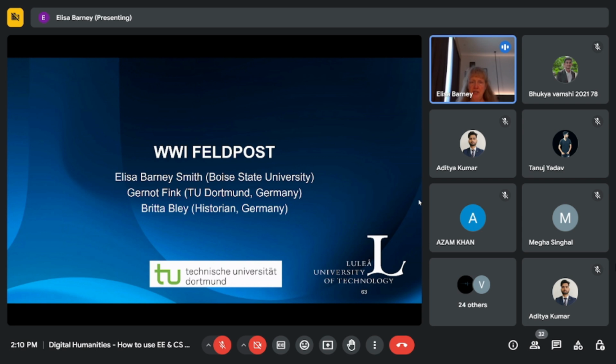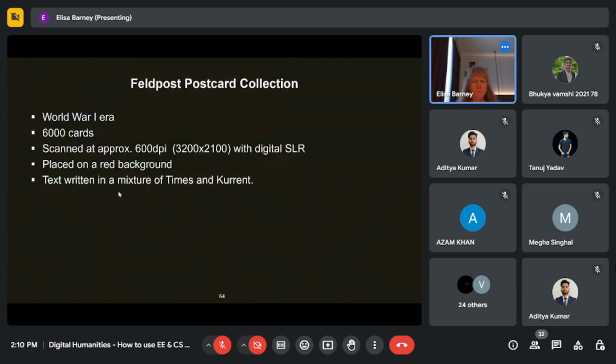The second project I want to talk to you about is something on World War I field posts. This is something I did together with a computer science professor at the Technical University of Dortmund in Germany when I spent my time there, and a historian also in Germany with whom he was collaborating. That historian was looking at field postcards sent to the field between soldiers and their families during the World War I period in Germany.